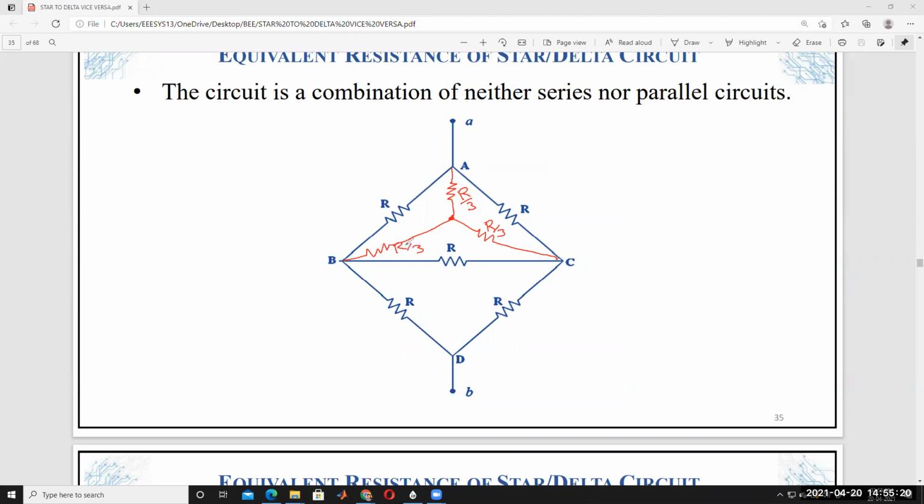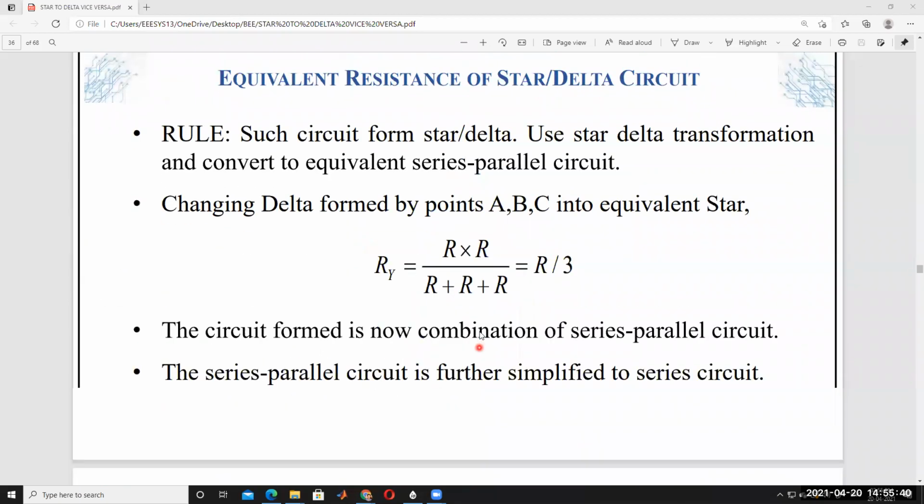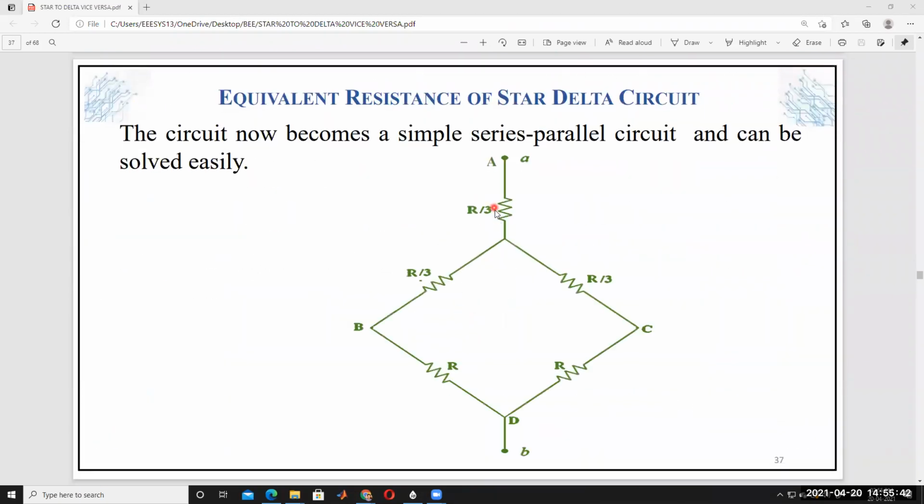And then these two resistors will become series. After converting delta to star, this resistor and this resistor will become series. R by 3 and this resistor will become series, and this R by 3 and this resistor will become series. Understood? So when we are simplifying this delta to star transformation, R by 3, R by 3, R by 3.